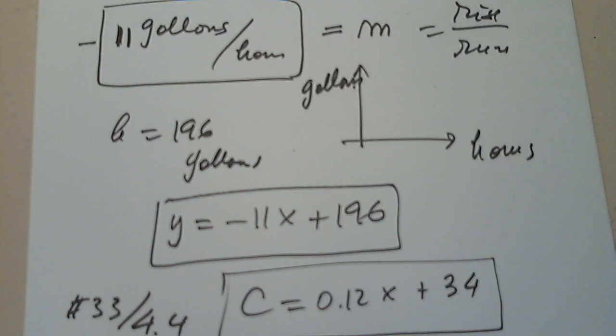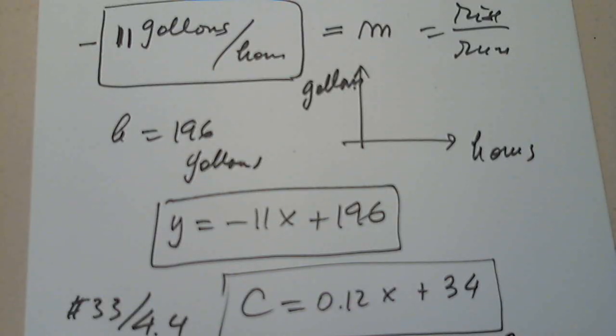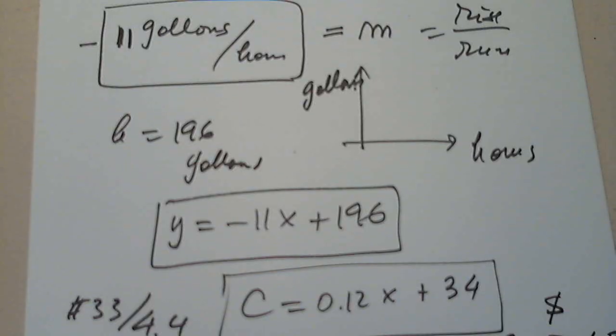And what are the numbers I want? 139, and I want 301. So when x is 139, the cost is $50.68. When x is 301 miles, the cost is $70.12. This is the best way.